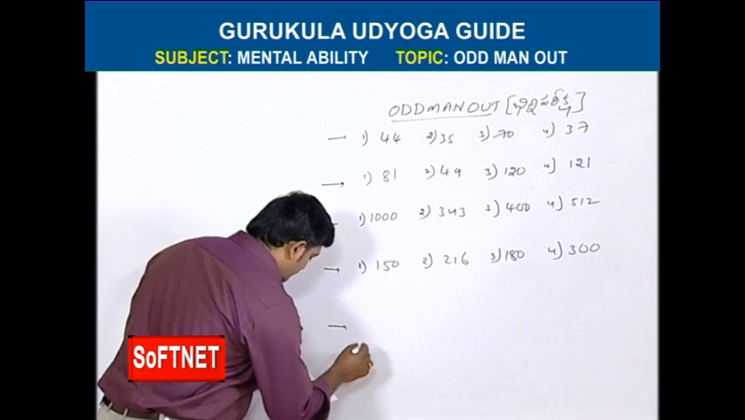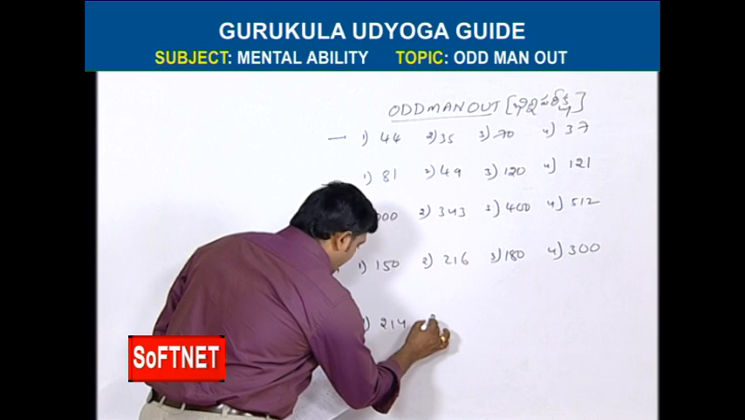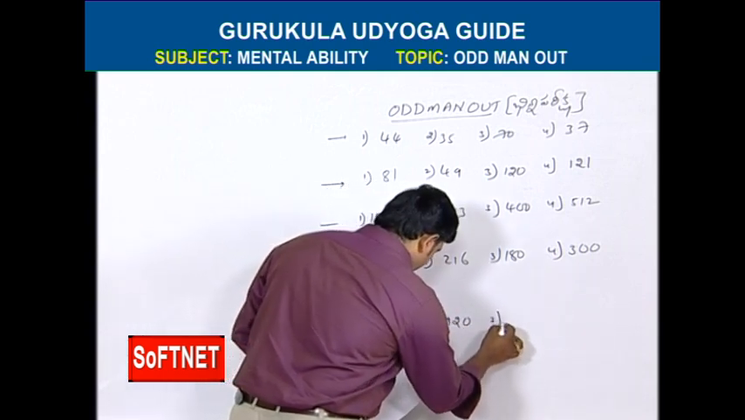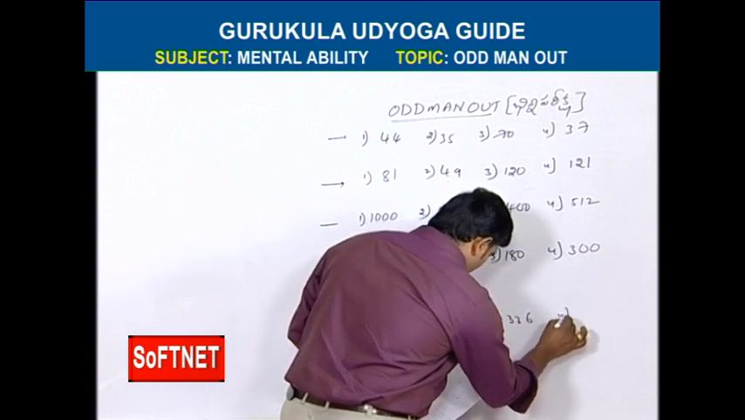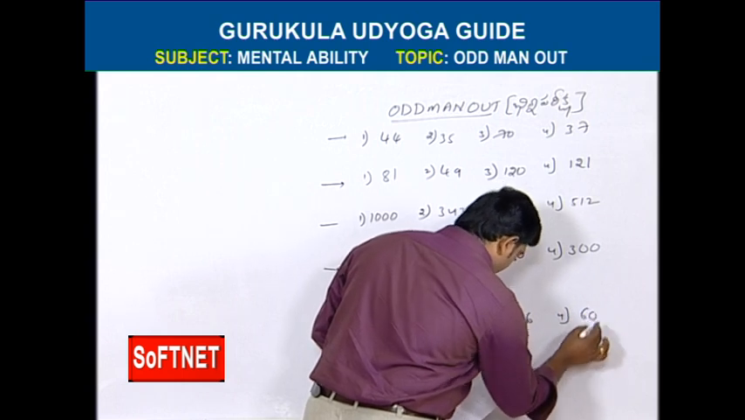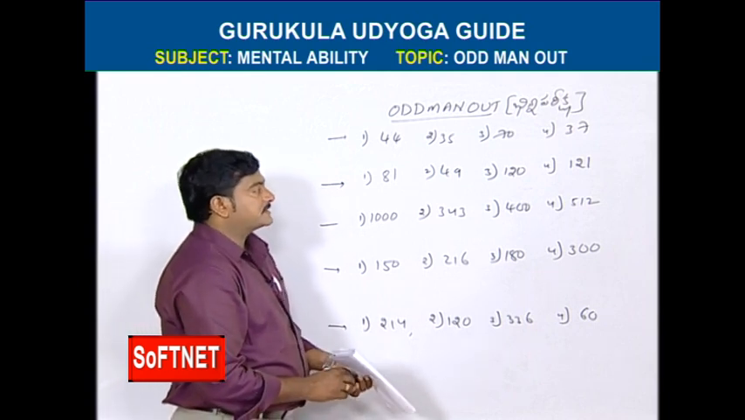Okay. The next question is: first option 214, second option 120, third option 336, right? Next, fourth option is 30. Sorry, it's not 30, it's 60. Fourth option is 60. Now we'll discuss all these types one by one.